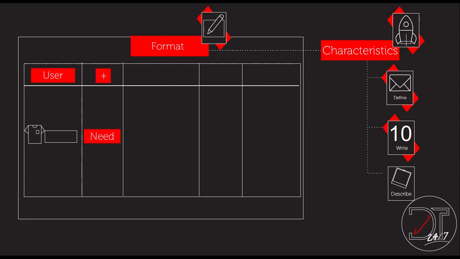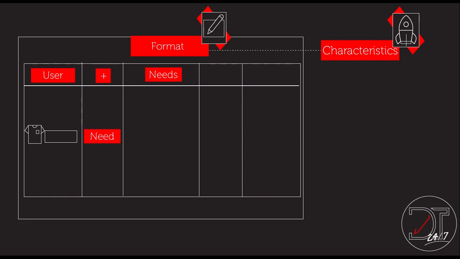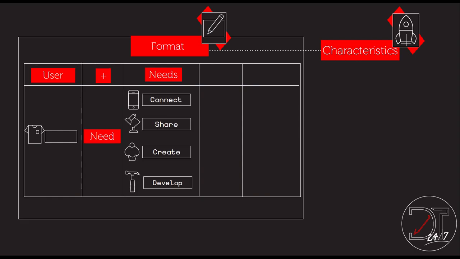I also recommend to be very descriptive and write at least 10 different needs that the user could have or could understand in the process. When we are talking about needs, the needs could be focused on connecting people, sharing information, creating something or developing. These are the main four characteristics that you use. However, it can be something else. So if you think that the question can be focusing on something else, you can put it in.